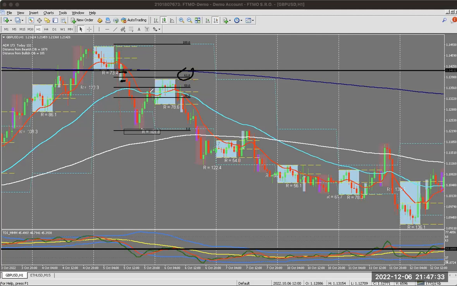So as price approaches 38.2 right here, you start looking for anything which price left here, which is a clue to show you that they will respect that, or the confluence which you have for sales. If there's nothing, you wait until price gives you something. So if you're day trading, obviously you want to wait for the Asian session to pass, and you want to take your trade at the beginning of London session.